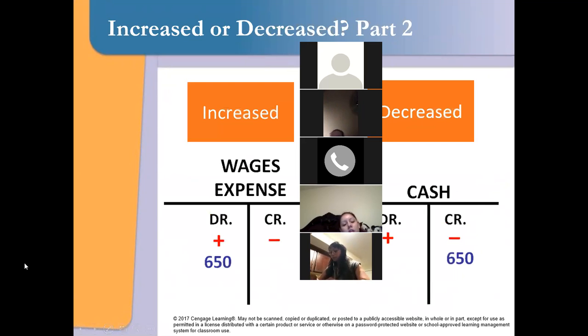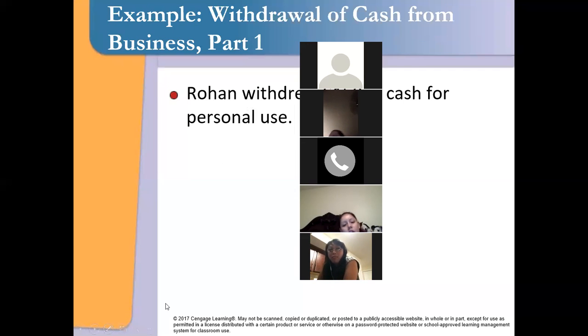All right. Questions on that transaction, anyone? No? All right, here's another one. Rohan withdrew $150 in cash for personal use. Keyword, personal use. What would this be? Well, again, before we talk about debits and credits, which two accounts were affected here? Cash and capital. Drawings. There you got it. Pretty good. Cash and drawings. Remember, drawing is for what? Personal.